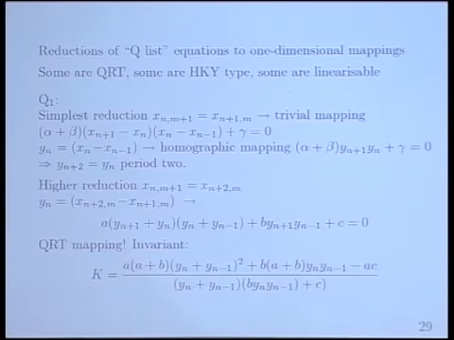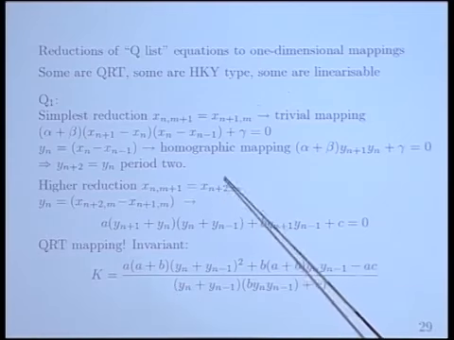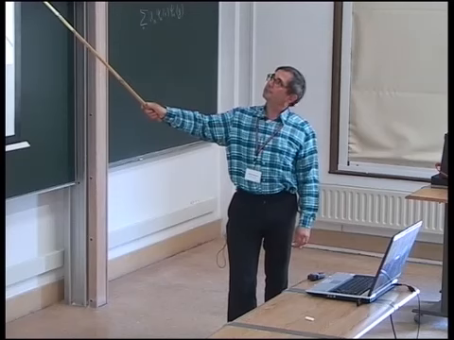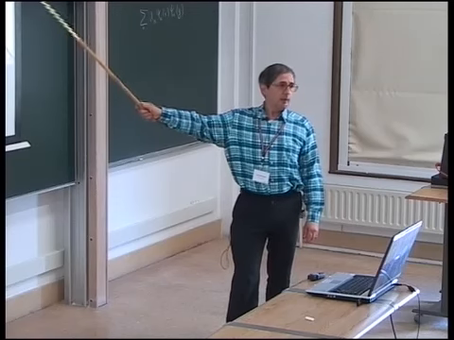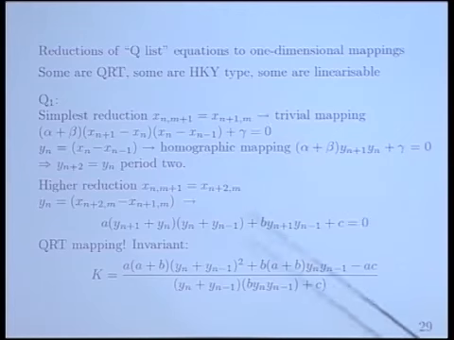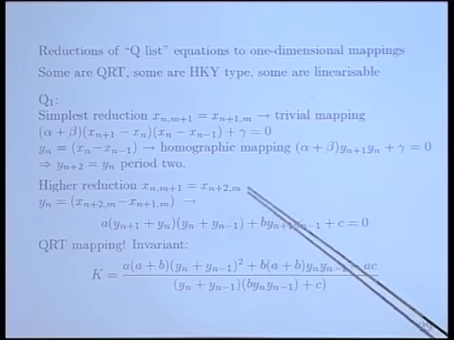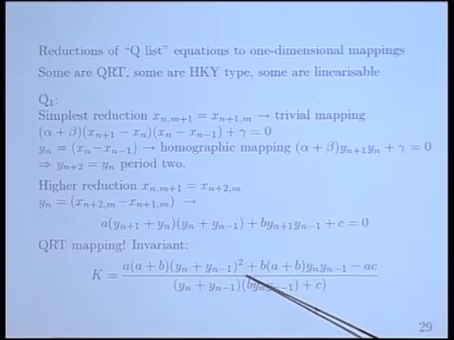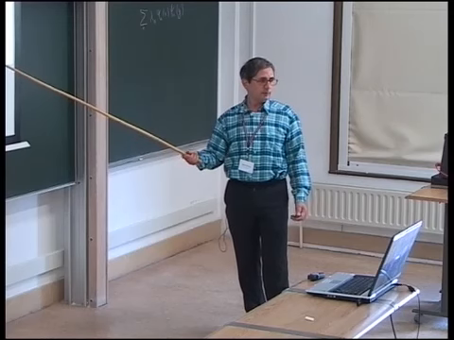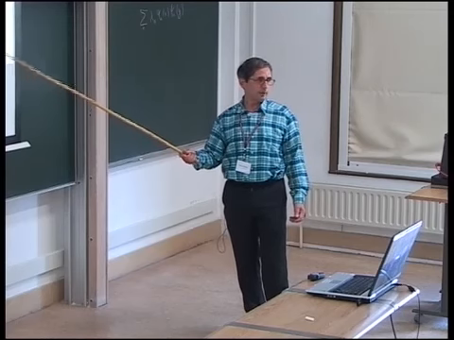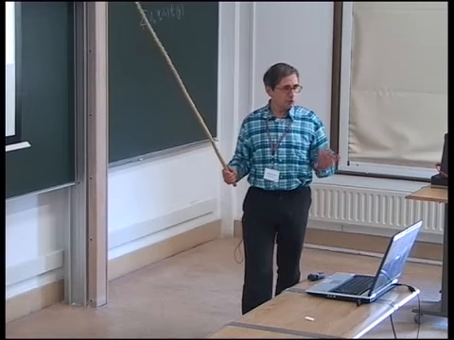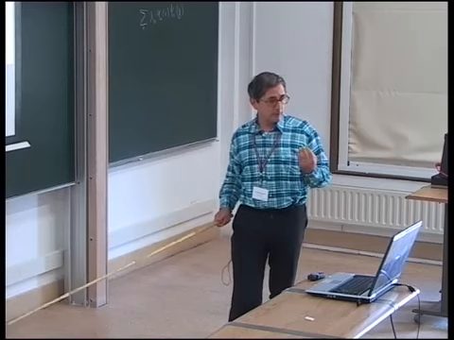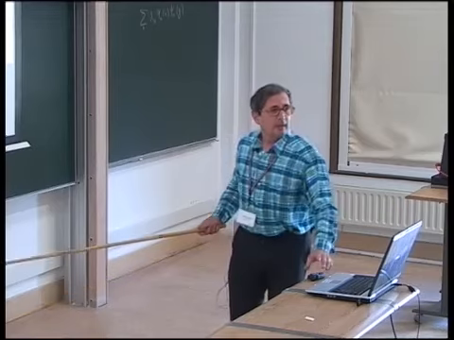But one thing is important. What does it show? It shows that even the simplest equation of ABS, the Q1, is not linearizable. If it were linearizable, then any reduction should be linearizable. But this is a reduction which gives me a QRT mapping which is not linearizable. This has a quadratic growth of the iterates. So it shows clearly that even the Q1 equation, and a fortiori the higher ones, are not linearizable equations. Definitely not.